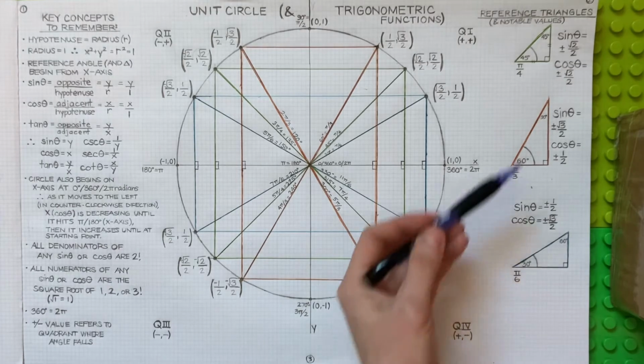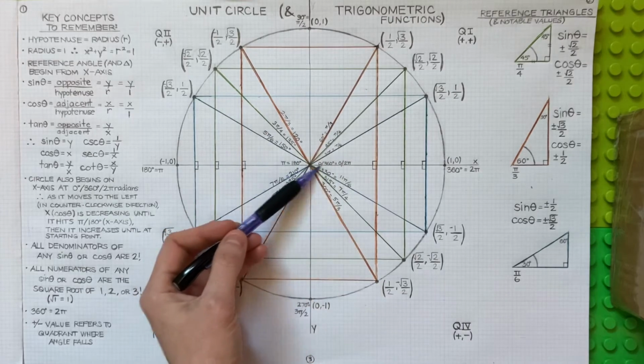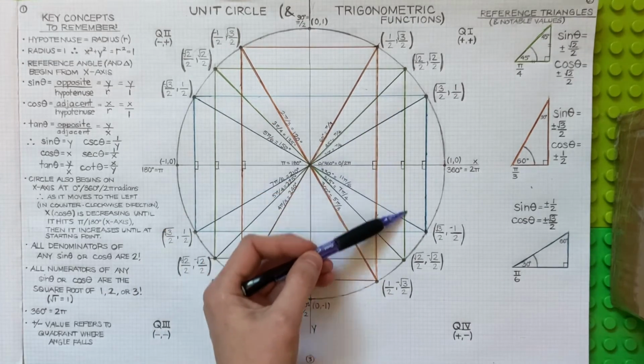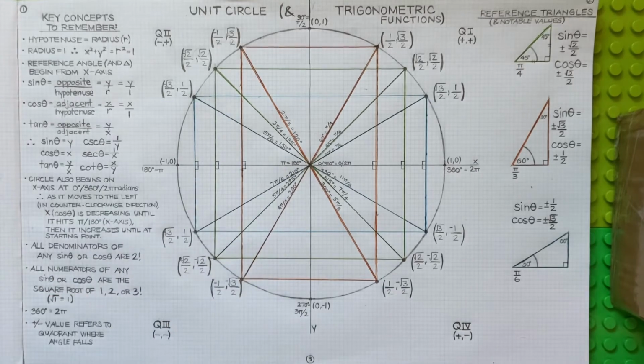So here I have the green outlined with any of the 45-degree triangles, which are also the pi over 4 values. And I know that those are all going to be square root of 2 over 2. And it just depends on where it falls, which quadrant it falls into.